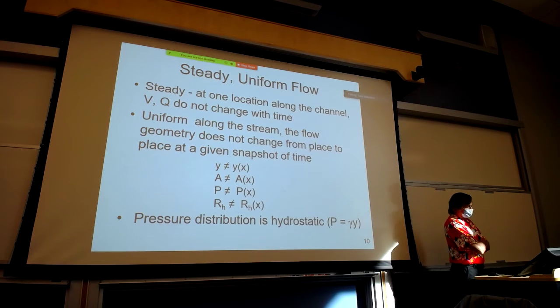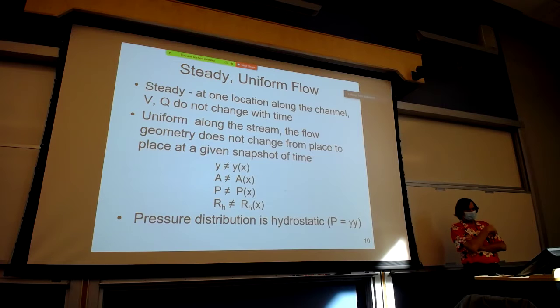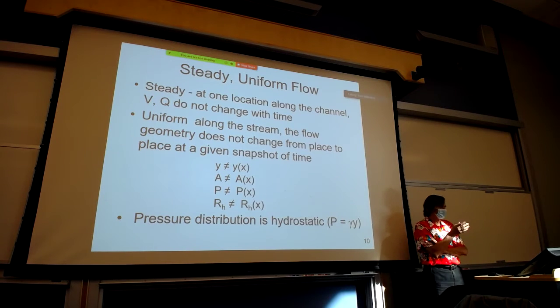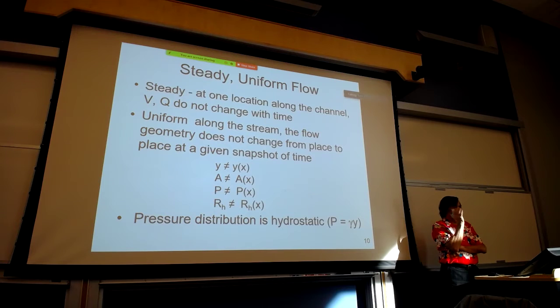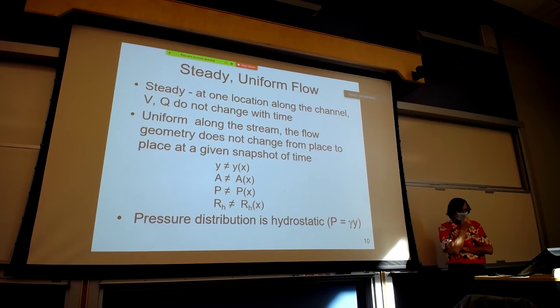And steady uniform flow happens to be when we have a constant discharge all the time, so it's not changing, and we have a prismatic cross-section at a constant slope. And because of that, none of the geometric properties, depth of flow Y, cross-sectional area A, wetted perimeter P, hydraulic radius R_H, none of those change with distance along the channel for steady uniform flow. And in addition, in this case, we would have hydrostatic pressure distribution. P is equal to gamma H.